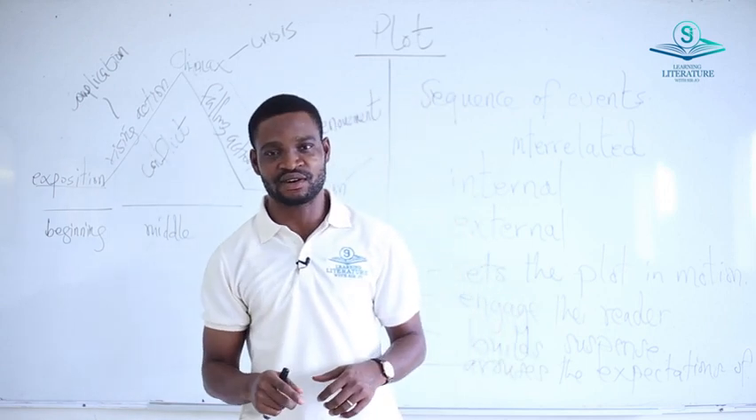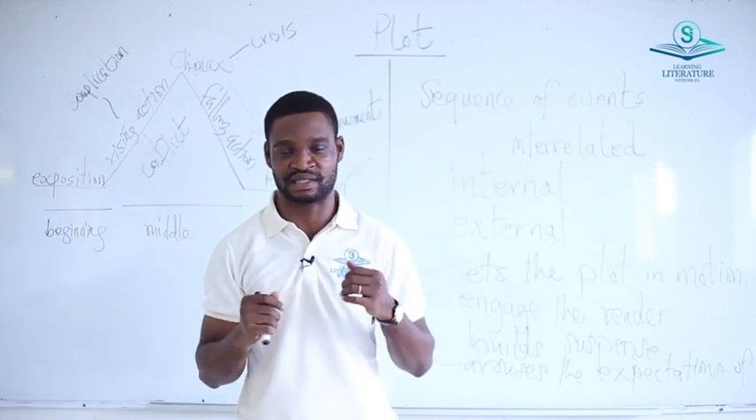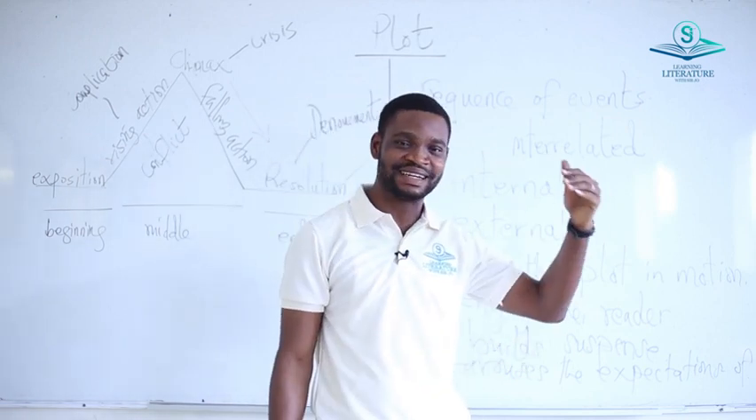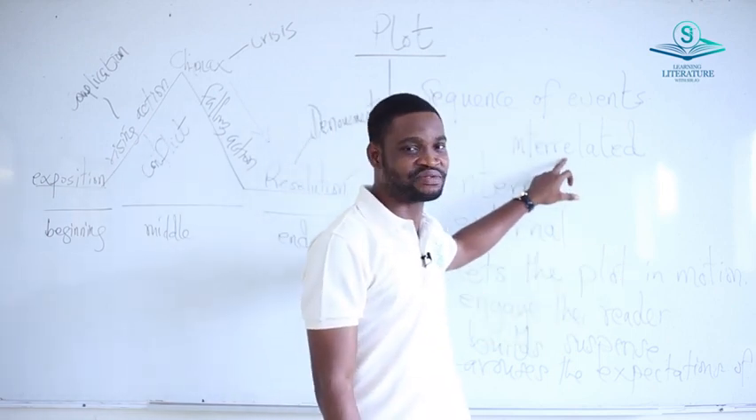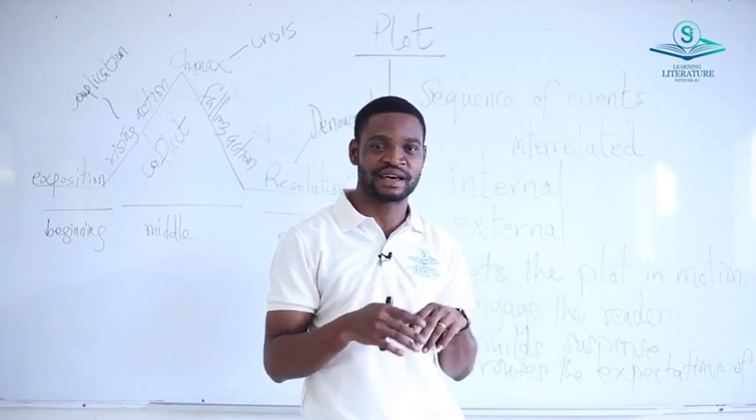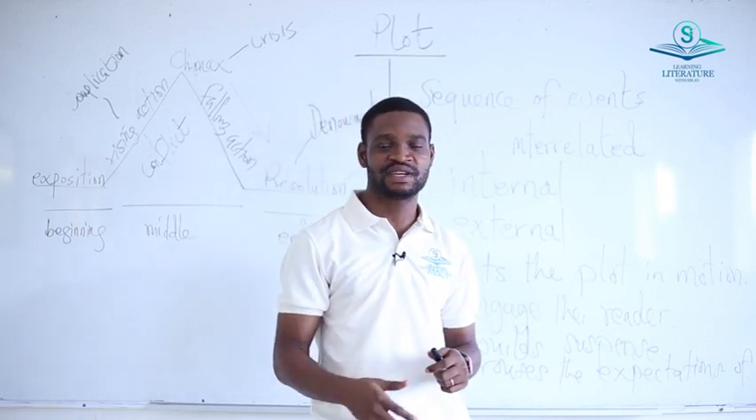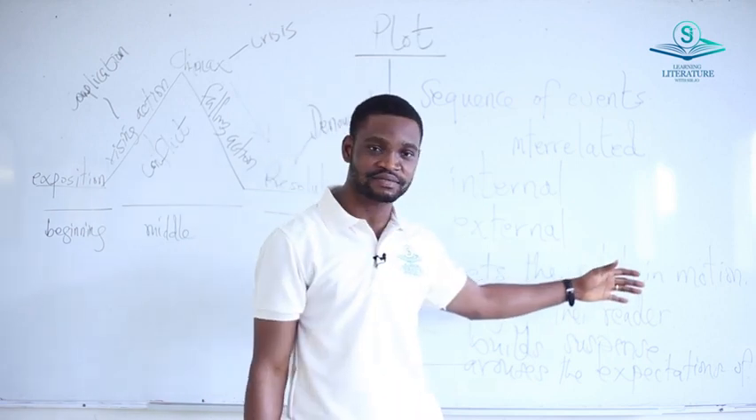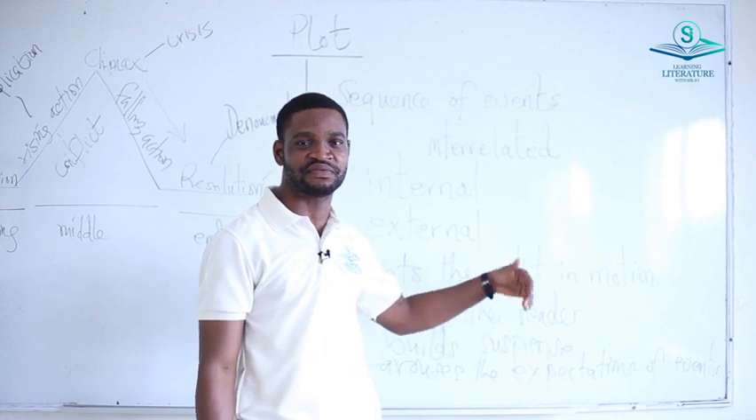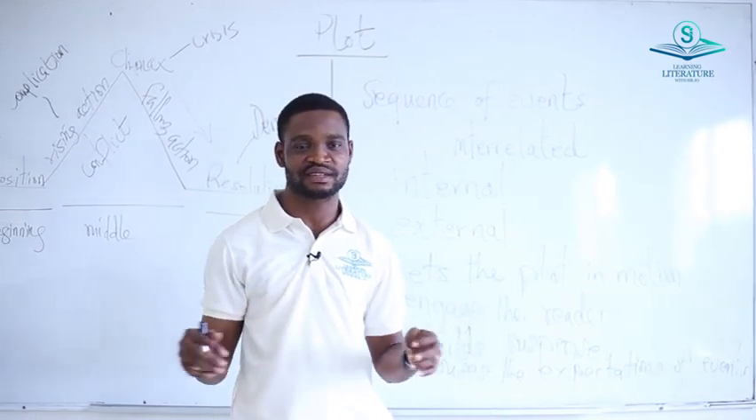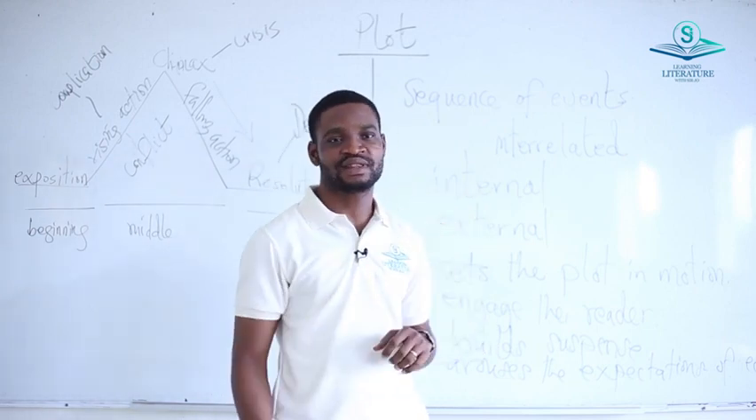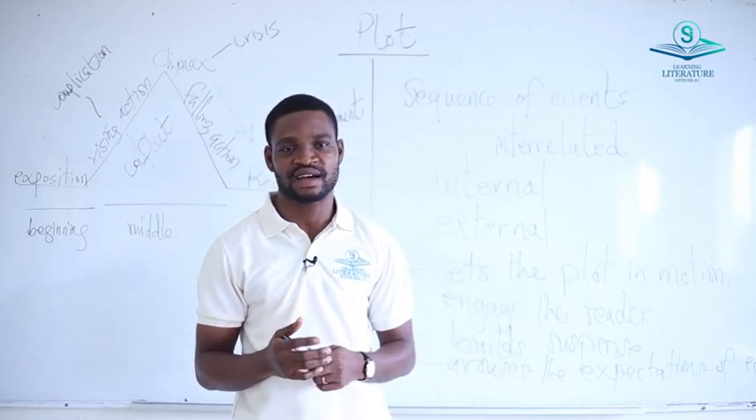So today, our lesson on plot has given us an idea on what a plot is, the basics of a plot, and the divisions of a plot. And we realize that a plot is a deliberately arranged sequence of interrelated events. So when a writer deliberately arranges a sequence of events, that is what we term a plot. And we got to know that conflict becomes the basic opposition that sets plot in motion, that engages the reader, that builds suspense, that arouses the expectations of events that may follow. And we have 2 basic types of conflict. It can either be internal or external. So that is basically what we learned today.